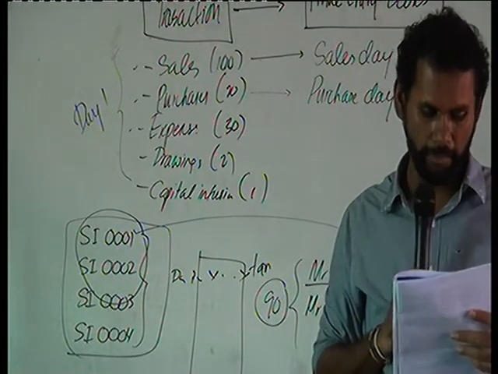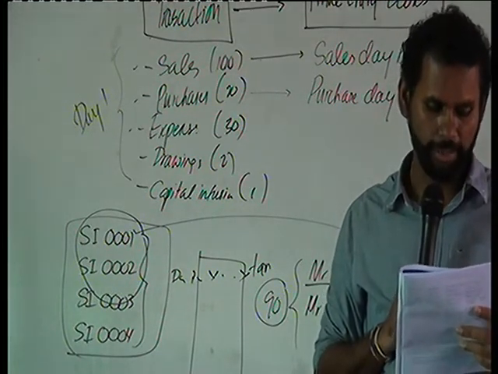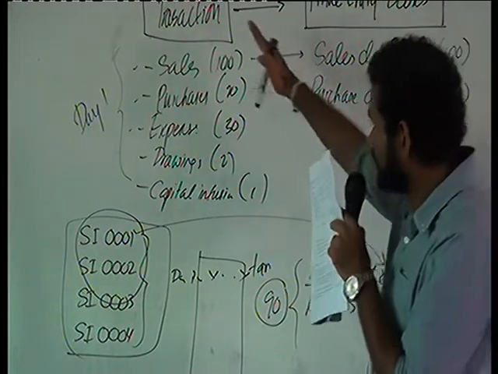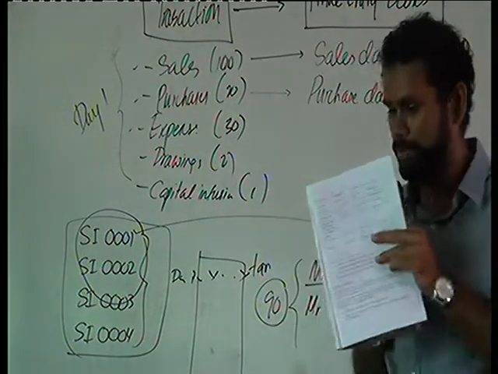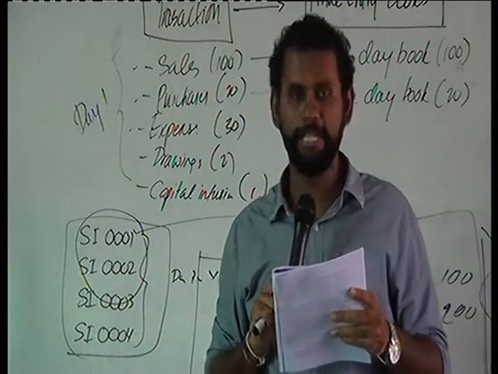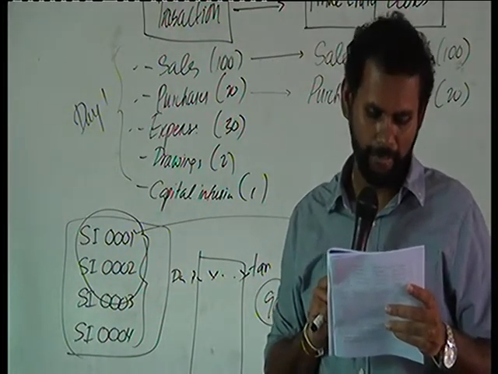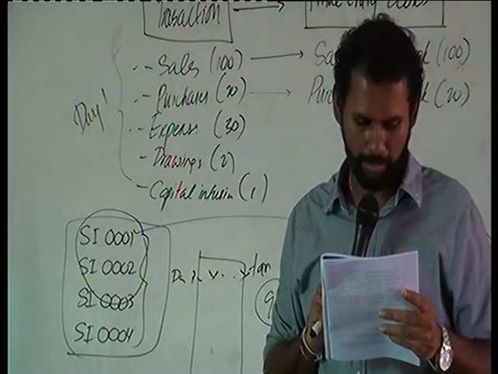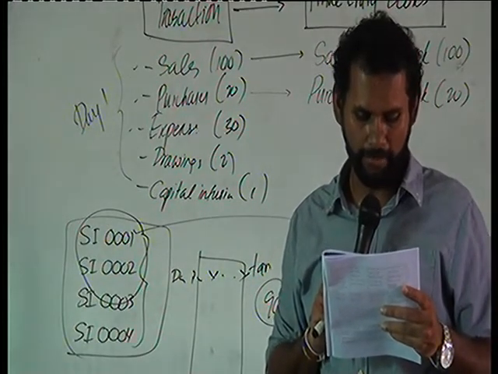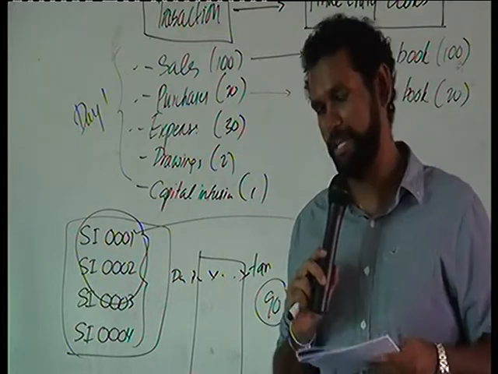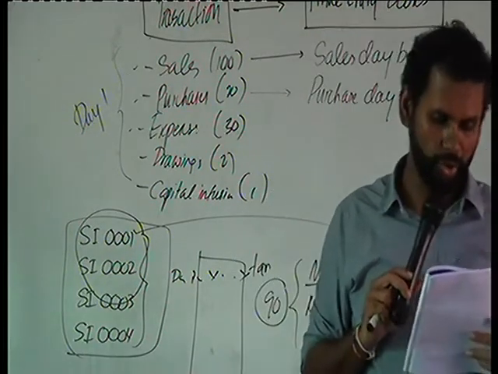So you can see the accounting procedure here. We have first the source documents. That is, the transaction will have a source document related to the transaction. And then it will be entered into the prime entry books. And then it will be transferred to the relevant accounts. And then from the relevant accounts, it will go through to the financial statements.